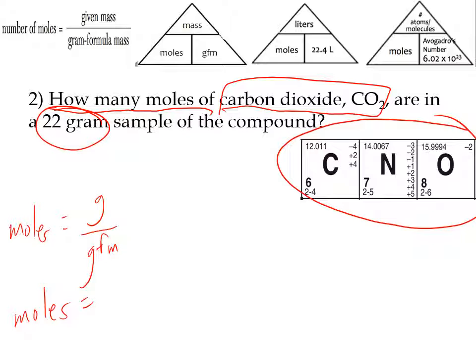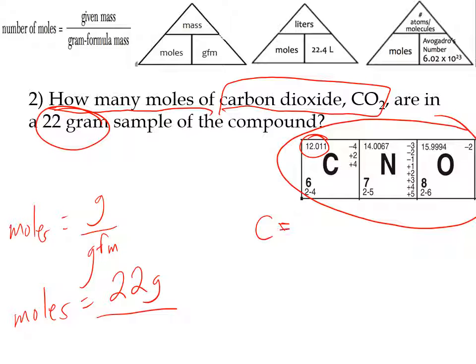There's the bell. I'm going to finish this quickly. 22 grams, that's what I physically have of something. 22 grams go on top. The bottom of the fraction says gram formula mass. That's how much 1 mole of this thing weighs. Each carbon weighs 12. So we're going to add everything up.